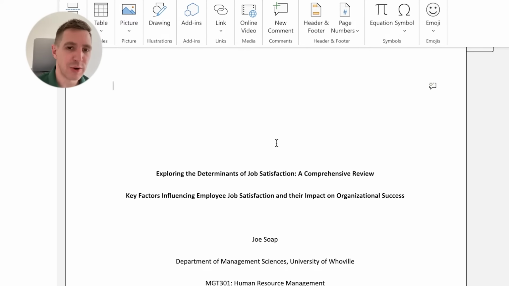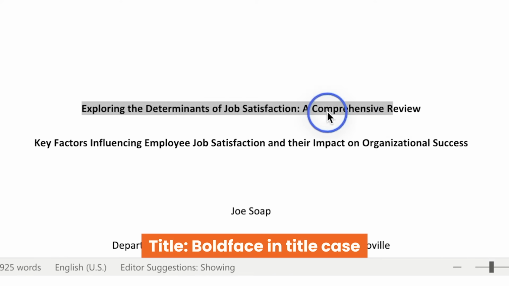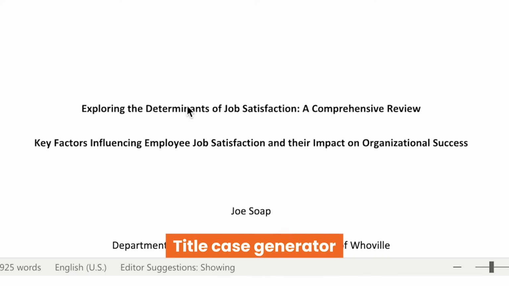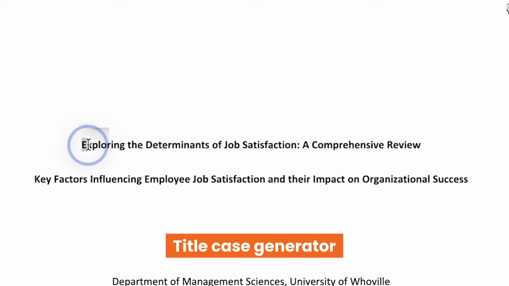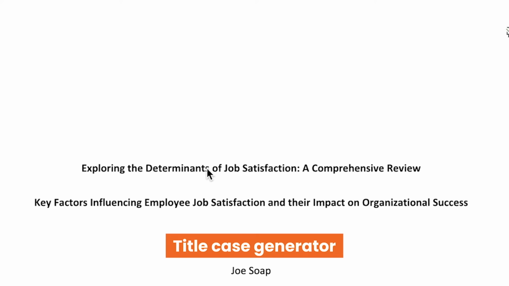So to start off your title page, you'll have 4 blank rows. And then on the 5th line, you'll type your title, and your title needs to be bold-faced and it needs to be in title case. And there is a very easy way to get the capitalization right for title case, which is to use a title case generator, and we'll include the link for you to that. With the title case generator, you just insert your title and it will do the capitalization for you. So you don't need to figure out what is uppercase and what is lowercase.